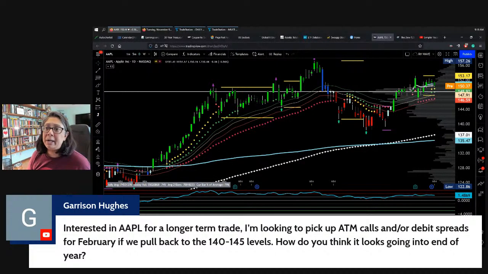So you're looking to pick up at the money calls or debit spreads for February if we pull back to 140, 145. So I think my level is just a little bit lower than yours, but I think we're on the same track. I don't know that I would go with February. I might look further out if I have a longer duration setup, but at least 45 to 60 days, if not preferably 90 or more. My trigger, though, is going to start about 141.30 to 137. 141.30 to 137. That's going to be my zone.